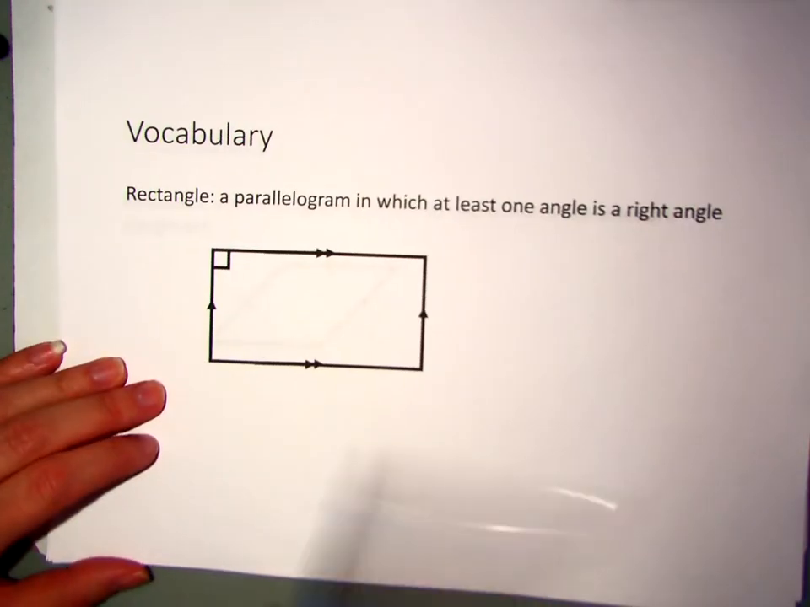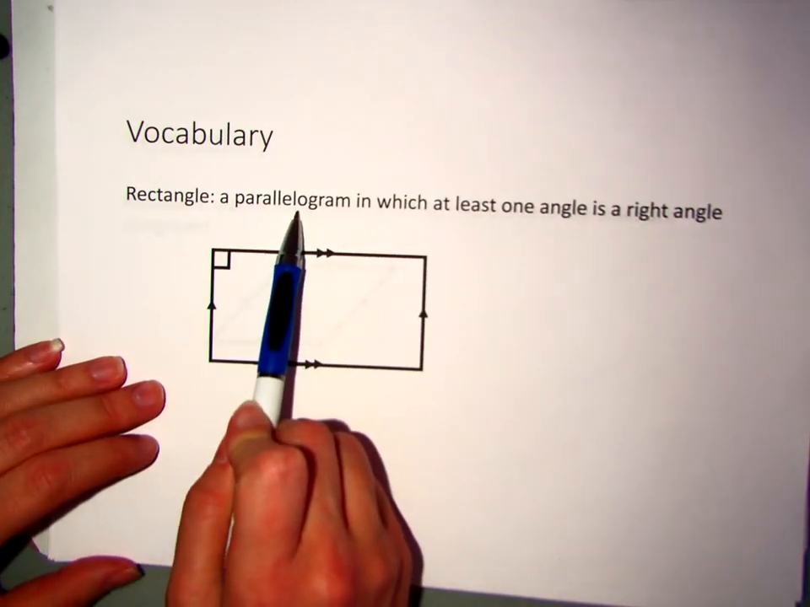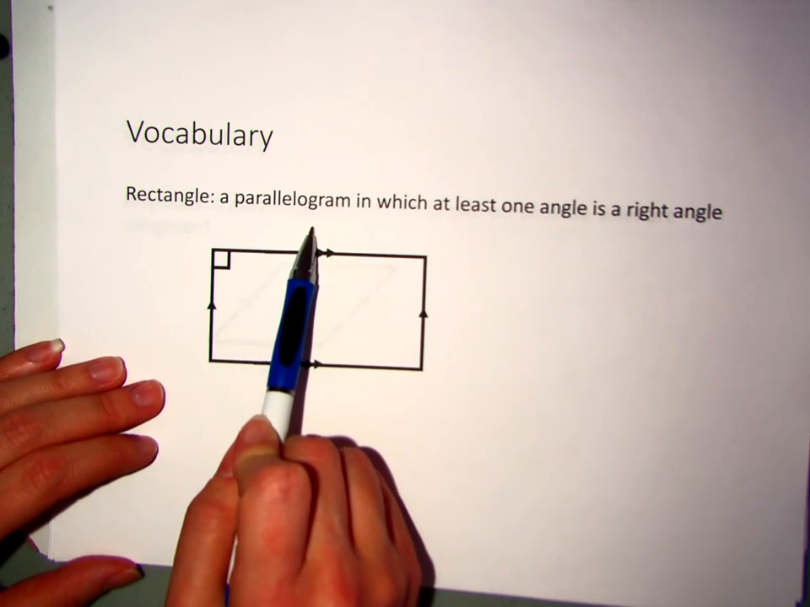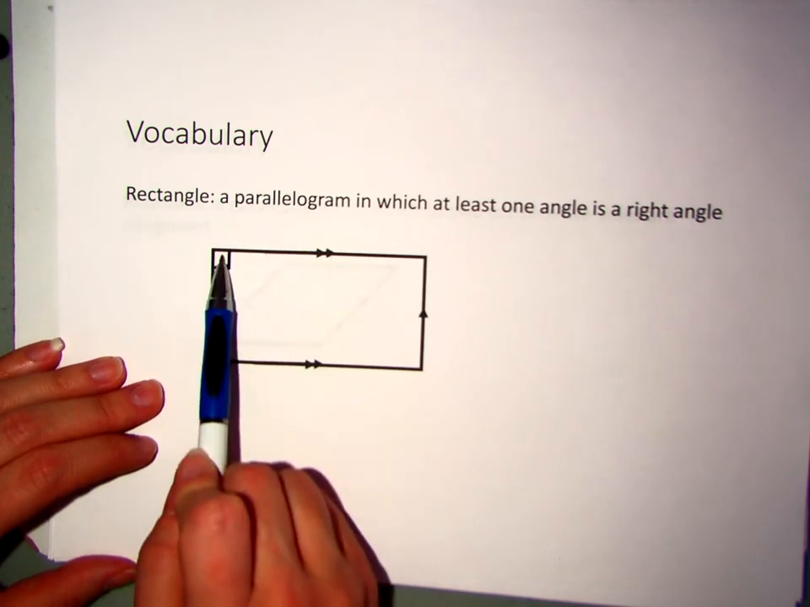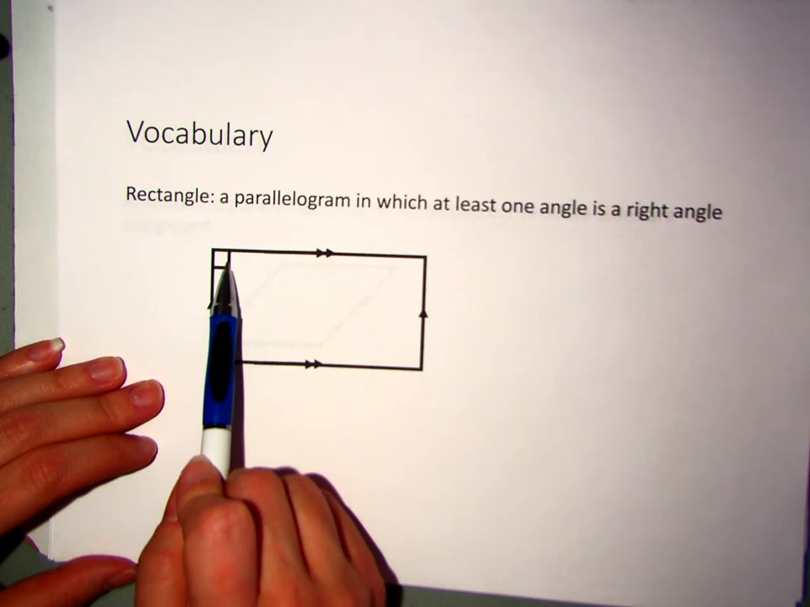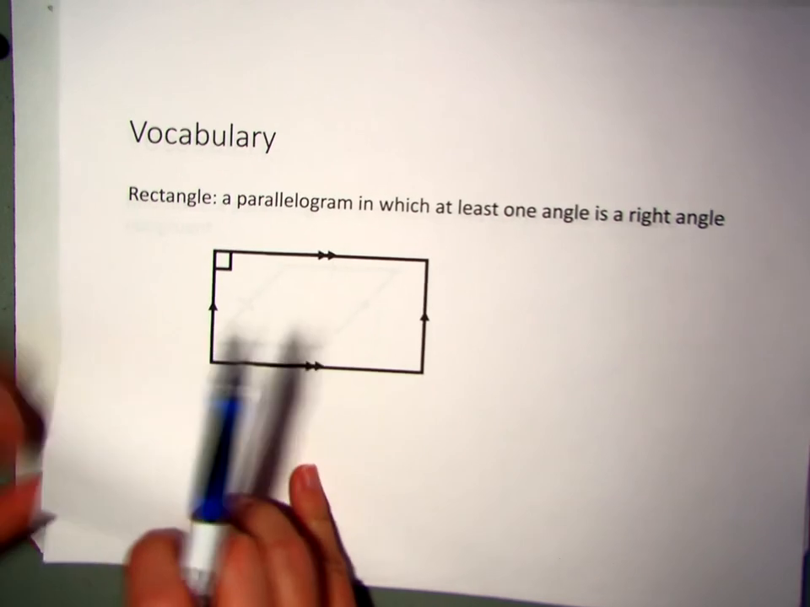Looking at a rectangle, this is considered to be a parallelogram, so remember a parallelogram is a quadrilateral, a four-sided figure. So it's a parallelogram in which at least one angle is a right angle. So at least one right angle. That's all you need to look for. If you know that this is a right angle, eventually I'll show you how to prove that the rest of these angles are definitely right angles.